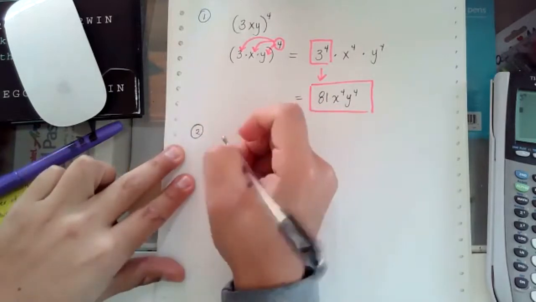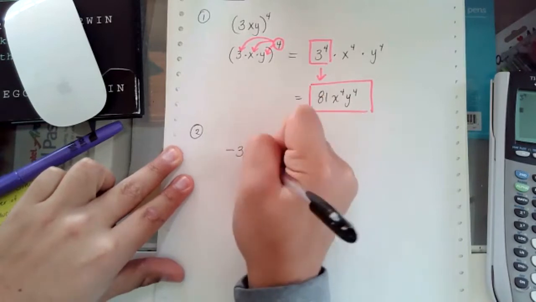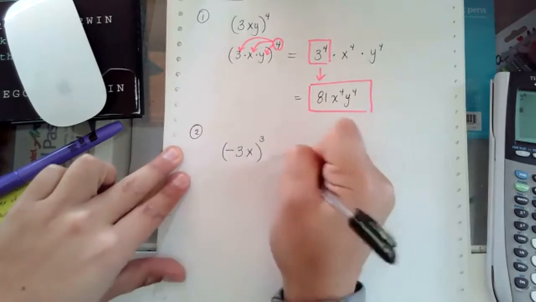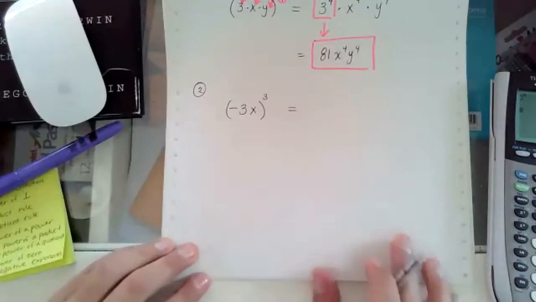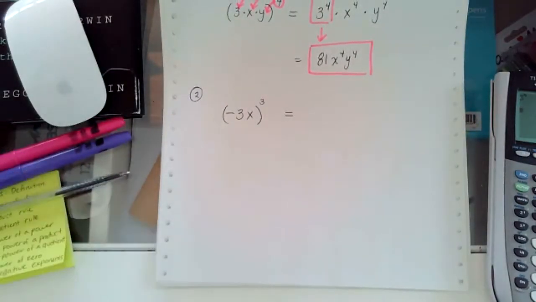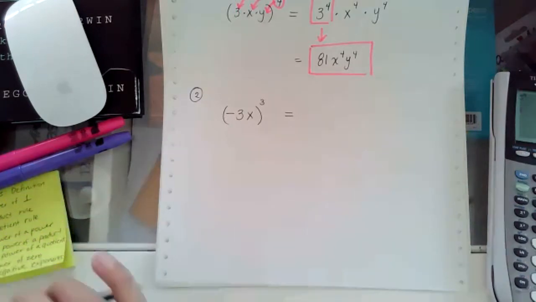Okay, what about negative 3x to the 3rd? Can anybody tell me what that needs to be? Or what does it simplify to? Is it negative 27x to the 3rd power? Yeah, that's perfectly right.